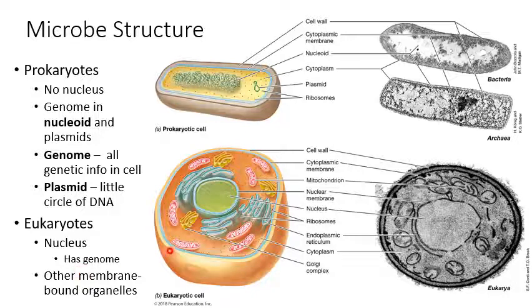Eukaryotes, in contrast, have a nucleus where they keep their DNA genome. And then they have other organelles around the nucleus that are closed in with membranes. And in chapter 2, we'll go through all these other organelles. You probably remember a lot of them from general biology. We'll go through all the structure of these prokaryotic cells and eukaryotic cells in chapter 2.